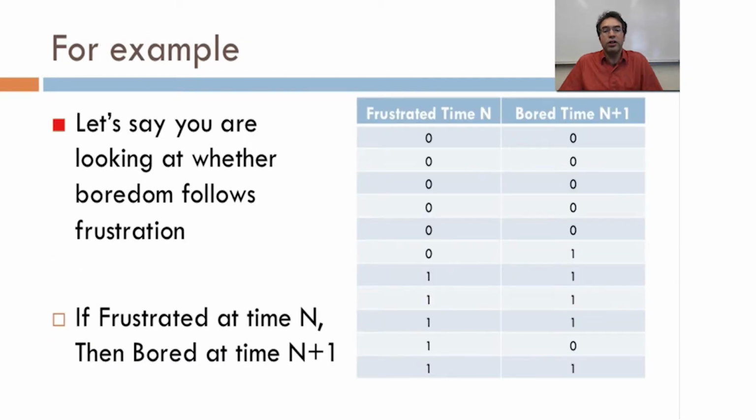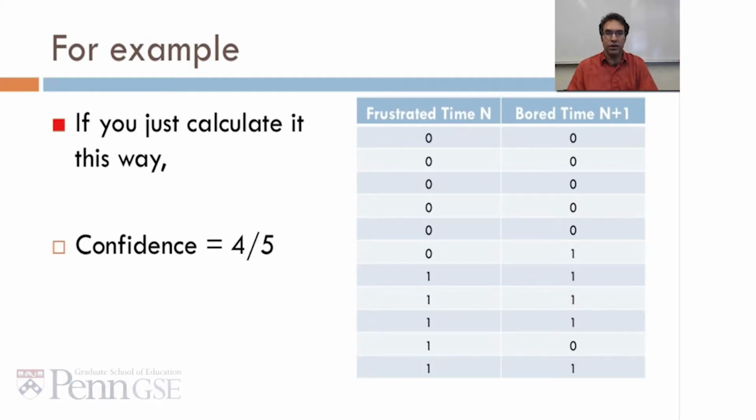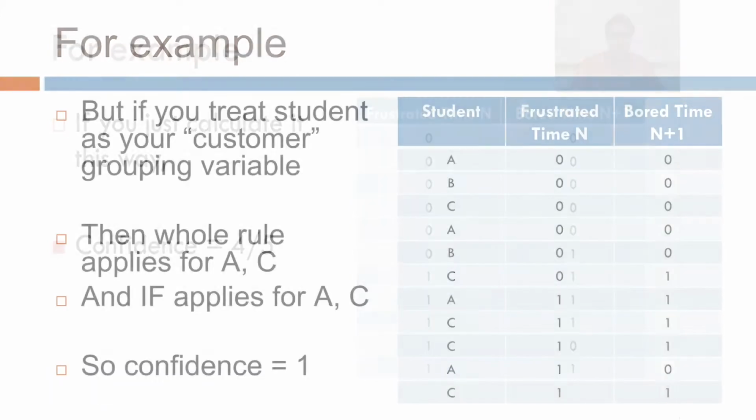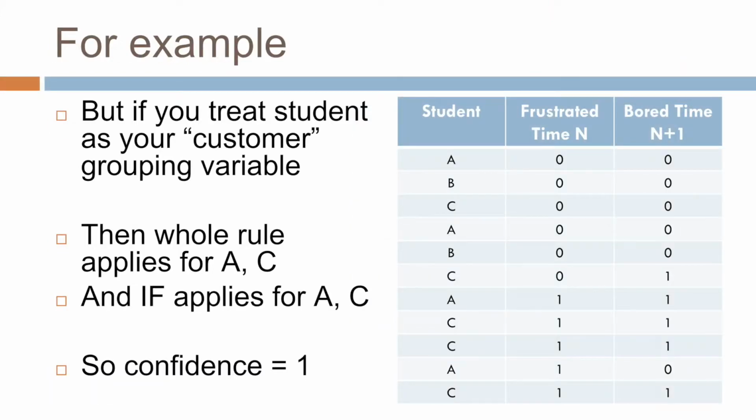For example, let's say you're looking at whether boredom follows frustration, and you're investigating the rule if frustrated at time n, then bored at time n plus 1. If you ignore grouping, confidence is 4/5. 5 of these cases fit the if case, and 4 of them fit the entire rule. But if you treat student as your customer grouping variable, then the whole rule applies for A and C, and the if applies for A and C. So your confidence is 1.